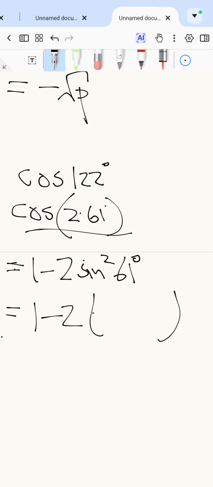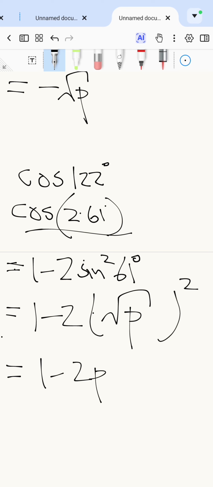Now we know sine of 61 is the square root of P. So if we have the square root of P and that gets squared, obviously the square and the square root will cancel. So it's 1 minus 2P. And that's going to be our answer. Okay, this one was easy enough. I see we didn't need the triangle that we made, but it's always good to use, always good to have just in case you do need it.